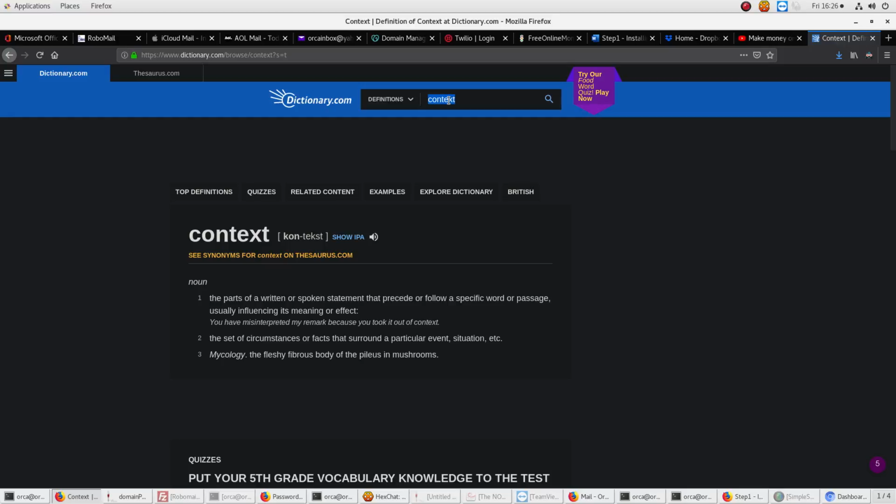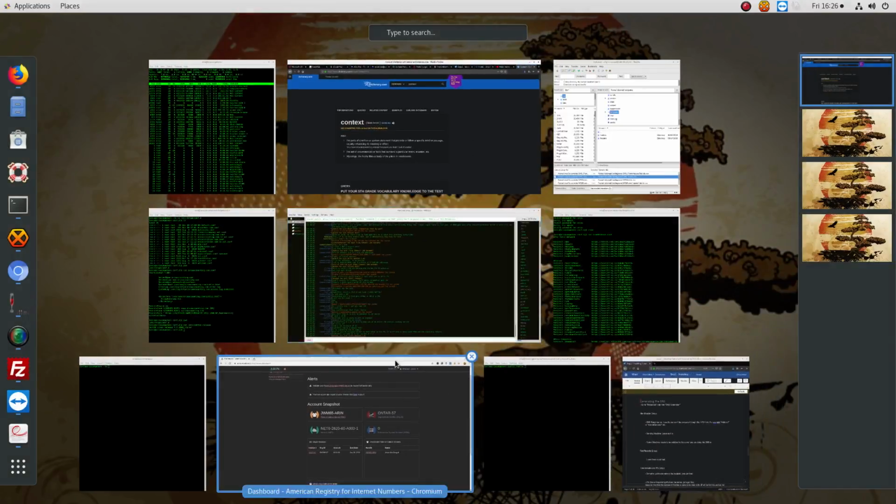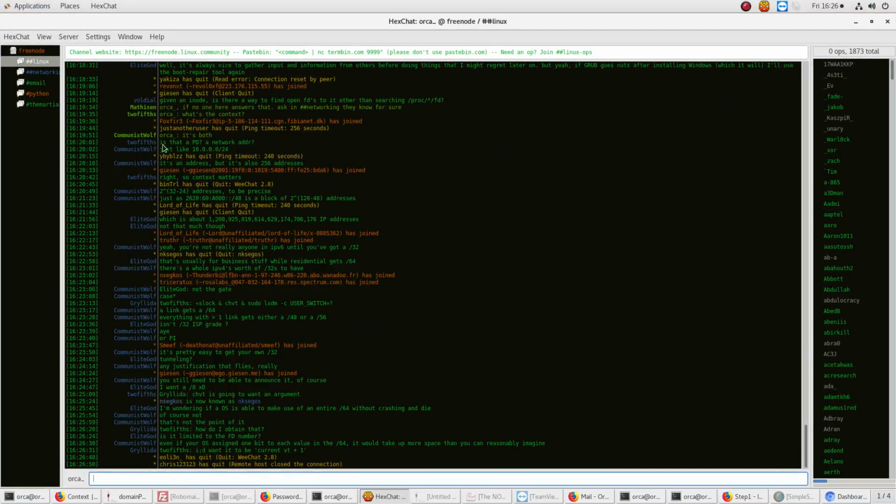But even computer guys need to make sense too. The parts of a written or spoken statement that precede or follow a specific word or passage, usually influencing its meaning or effect. The set of circumstances or facts that surround a particular event or situation. Oh, okay. He wants to know about the environment. The situation, right? This guy, I only asked one question, so how's he going to know? Okay, 2/5.